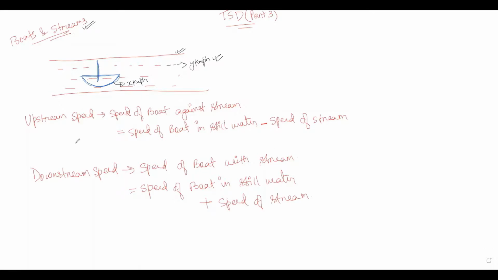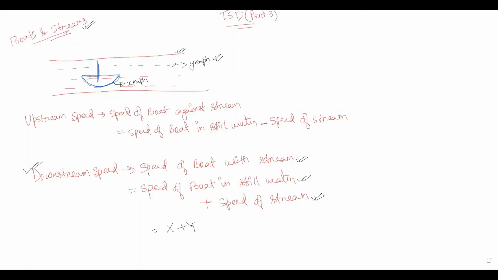Now, when the boat is moving in the same direction as the current, the current will help the boat to move forward. So that speed is called the downstream speed, that is the speed of boat with the stream, which is given by the speed of boat in still water plus the speed of stream. So in this case, this would be simply x plus y.